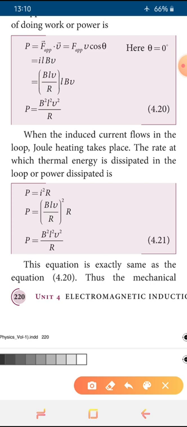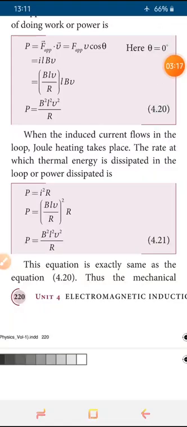And that we are writing as F vector dot V vector is equal to F applied force V cos theta because of the dot product. Because it is a dot product, we take cos theta. And theta is 0. Since theta is 0, the equation will become ILBV. So the applied force expansion we can write as ILB. We are substituting in this. Then it will become ILBV. Okay, and see the next step.